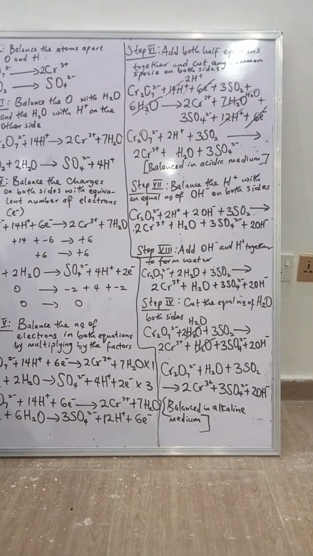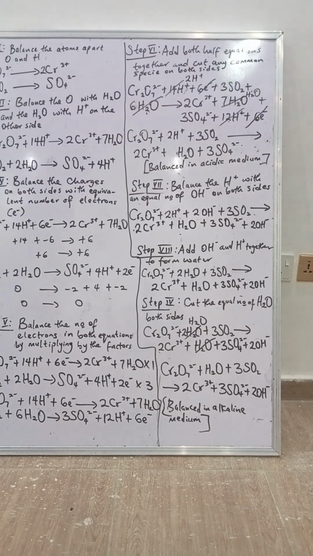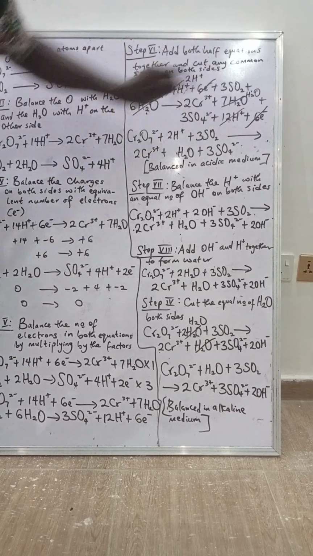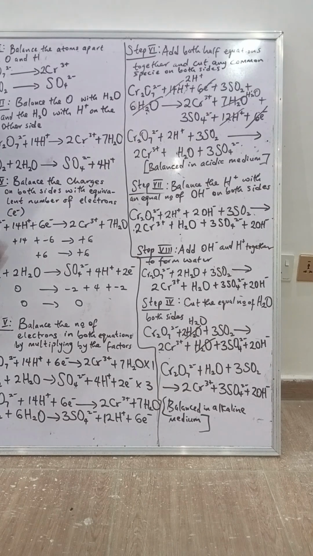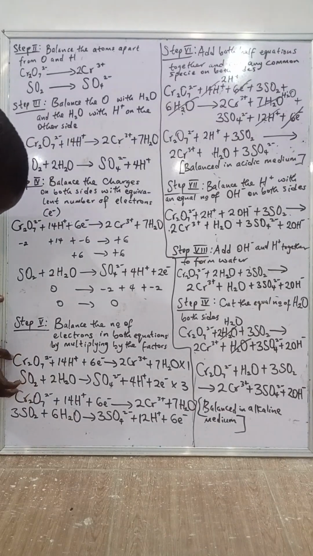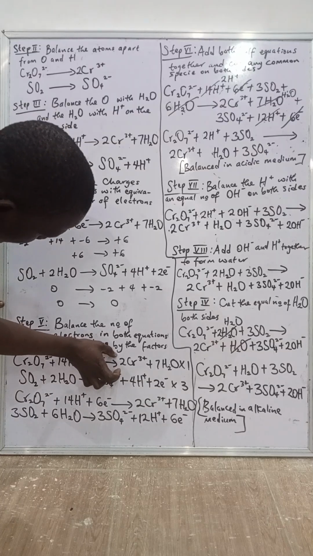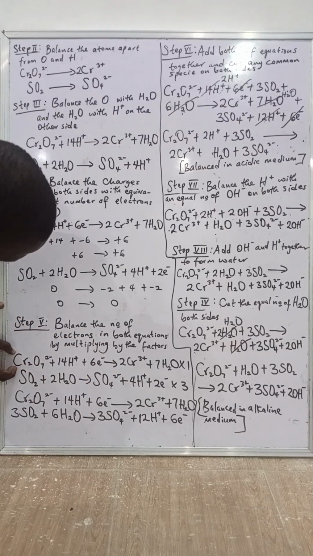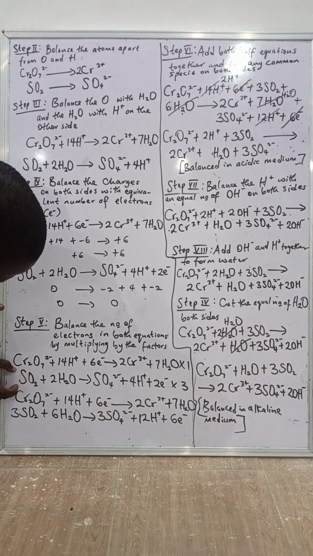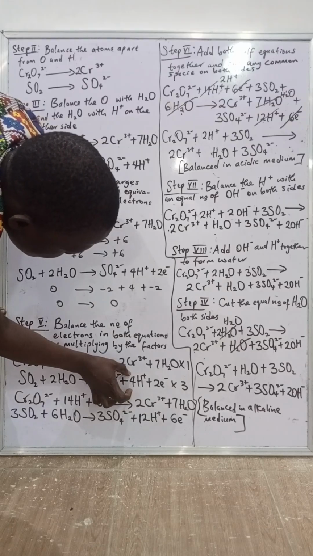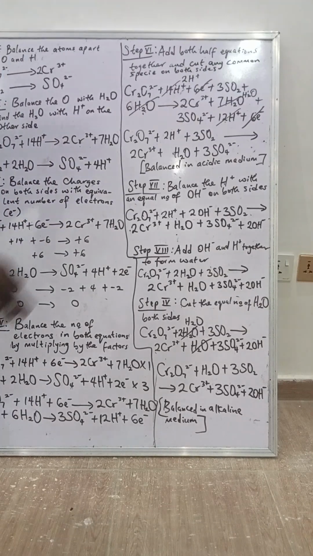Now step 6, add both half equations. That's step 6. Add both half equations together and cut any common species on both sides. What do I mean by that? Everything on the right hand side here, add it to everything on the right hand side here. Everything on the left hand side here, add it to anything on the left hand side here. So that's exactly what we do here.